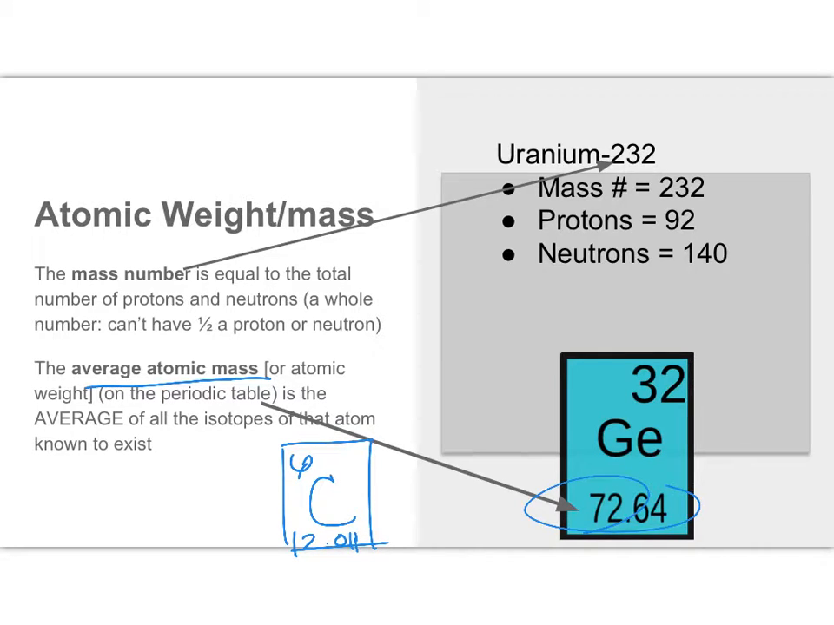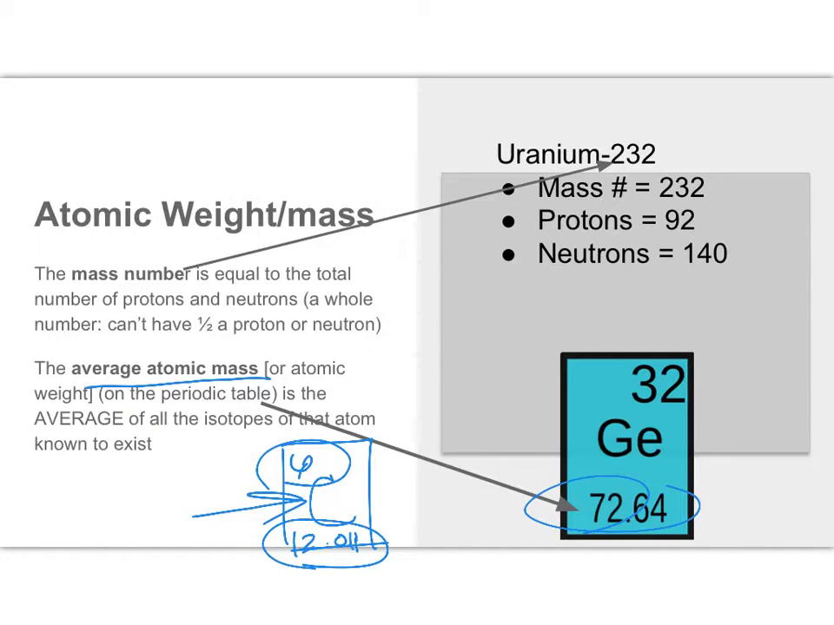12.011, okay? And that weight, okay, that average is the average of all the carbons that exist in the entire universe. Because what's funny about elements is that they can have different versions of themselves. So we know that all the carbons in the universe have exactly 6 protons. That's necessary.